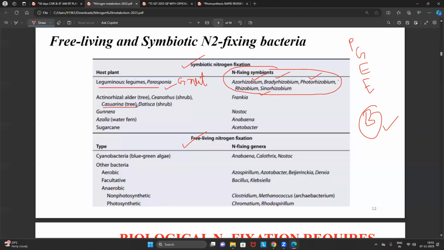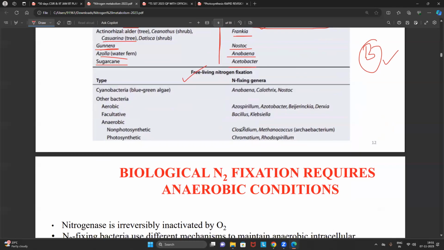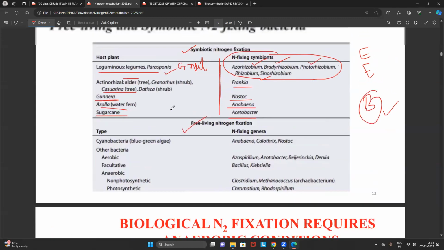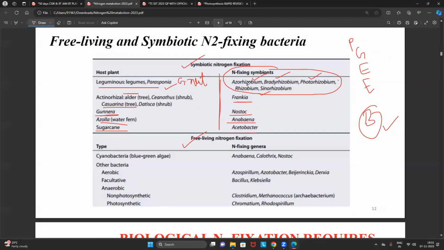Casuarina, only remember the casuarina, enough. Alder. Alder is a rubber tree, everyone commonly knows that. Casuarina and alder. Frankia is the name of the bacteria. Gunnera, Nostoc. Azolla, Anabaena. Sugarcane, Acetobacter. I want you to remember these 5 friends. These 5 bacteria are very crucial. Now, what did they previously ask in the exam? So remember, these are all symbiotic nitrogen fixing bacteria.